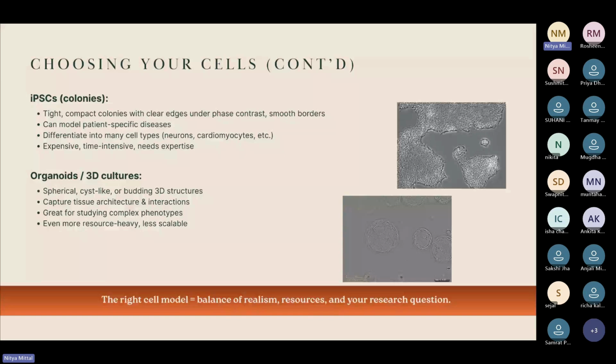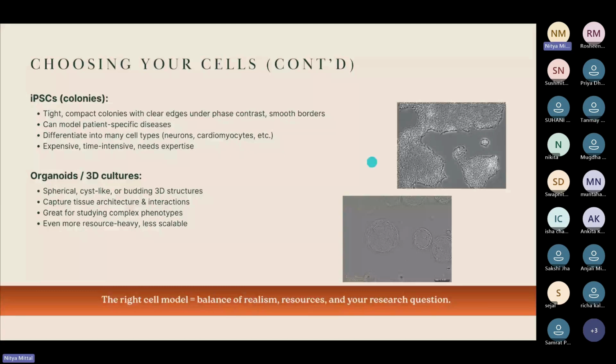So, the takeaway from here in choosing your cells is the right cell model will have a good balance of realism and resources, but at the end would always answer your research question. So it does not have to be a balance of all three, but mostly realism, resources, and your research question.